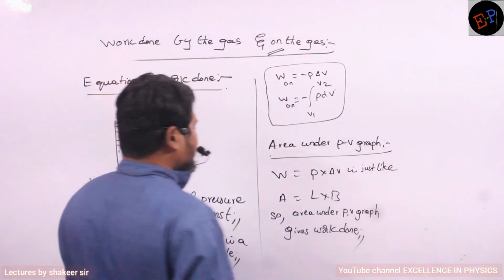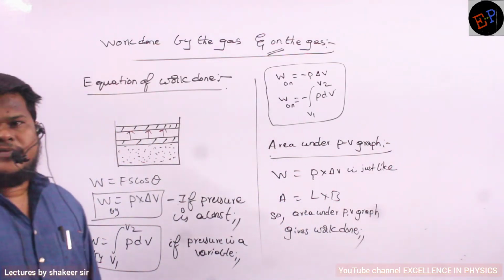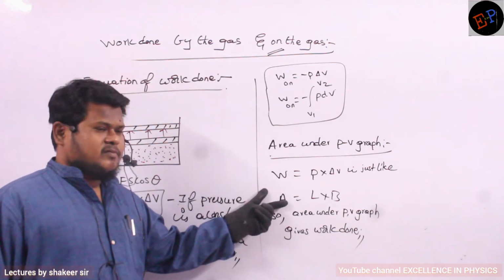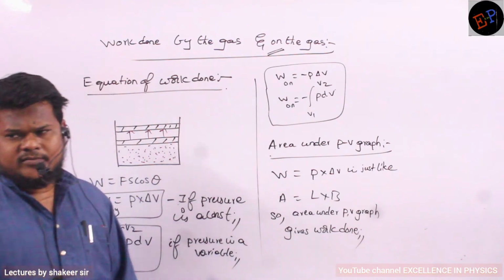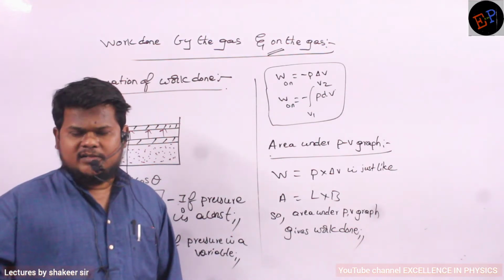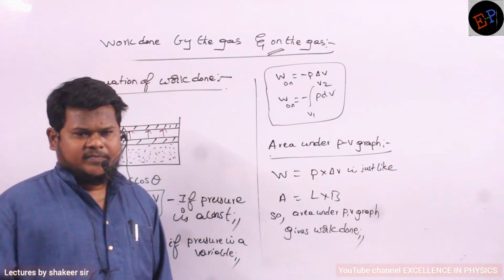So are you able to understand what is happening? Area under PV graph will give work done. Why? Because it is of the format of area is equal to length into breadth. In kinematics also we have studied, no? So displacement is equal to velocity into time. So if you take the area under the velocity-time graph, what will you get? You will get displacement. Okay?